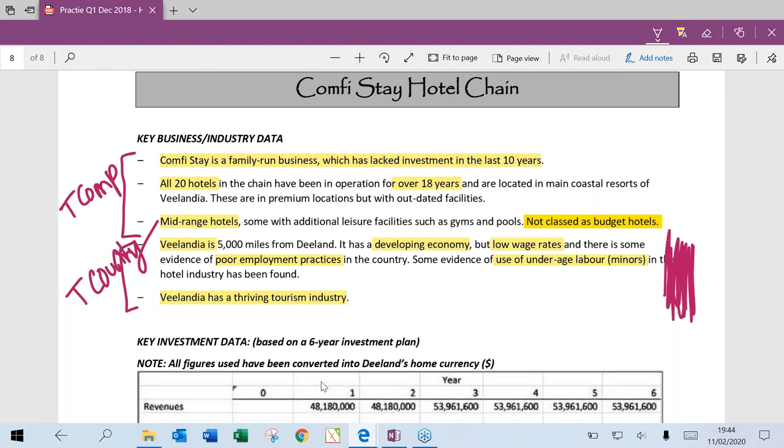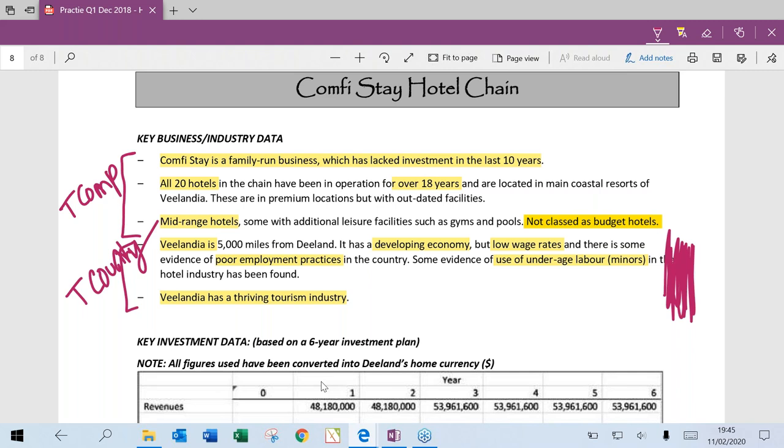Okay. And then we need to draft the third paragraph, which will talk about the Comfy Stay Hotel. Again, the first three bullets. Just consolidate this information into paragraph form. We will say Comfy Stay Hotel is a family run business. They have got 20 hotels and they have been in business for the last 18 years. They are mid-range. Now that's very important. They are mid-range hotels, unlike us, because we are budget hotels, and Comfy Stay has lacked investment in the last 10 years.